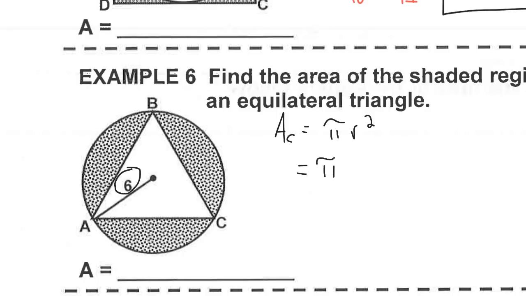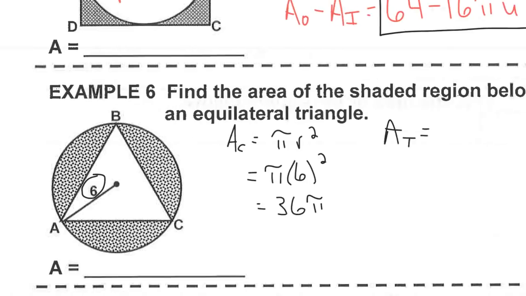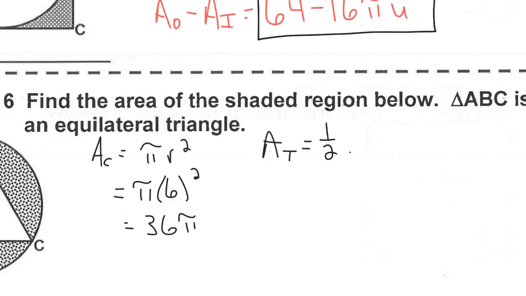That's why that piece of that triangle is called the radius. That's going from the side of the actual circle to the center. So I have pi times 6 squared. So I get 36 pi. That was pretty easy. Now the area of the triangle is a little bit tougher. We're going to use the 1/2 AP.